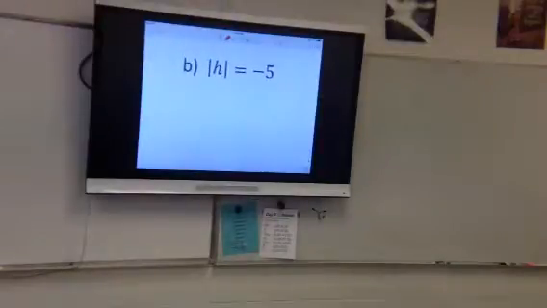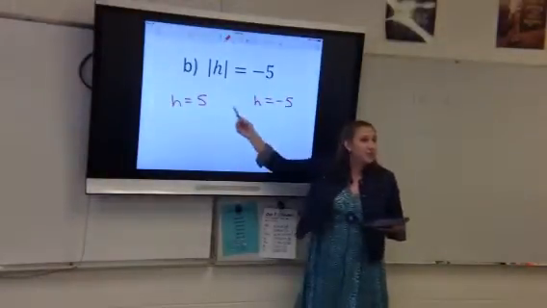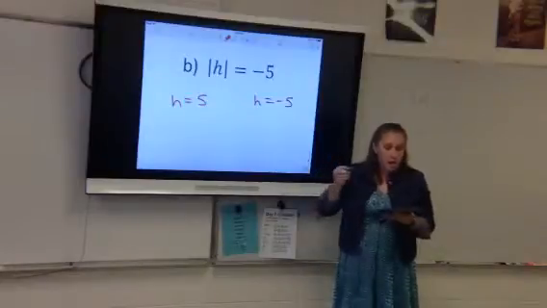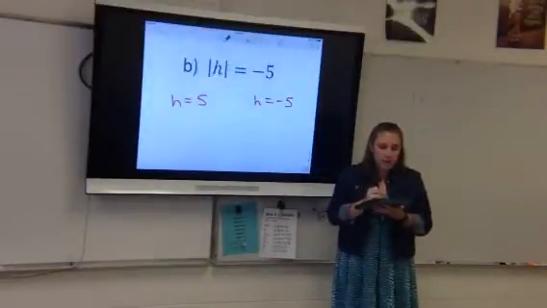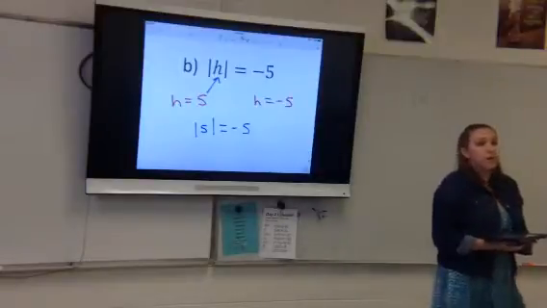Is my absolute value already isolated? Yes, already isolated, right? So we're going to break it into 2 equations. What do you think your 2 equations are going to look like? Good, h equals 5 and h equals negative 5. These are your 2 equations. That's great because there's nothing to solve. Now if I plug this back in and plug in 5 here, the absolute value of 5, will that equal negative 5? Yes. You shouldn't be saying no right now.